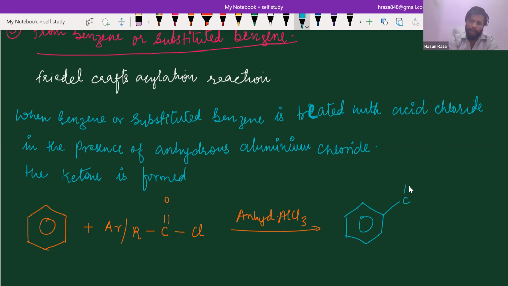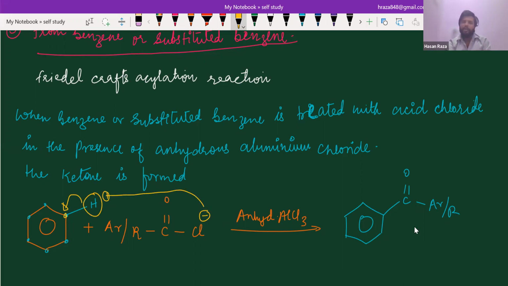Hydrogen will be removed and this will be connected directly, either Ar or R. See what happened. Every carbon in benzene will have one hydrogen, so this hydrogen will be broken. That means basically you can take it like this. This carbon has taken electron from hydrogen, and now it will have positive charge, and this will have negative charge. So they combine with each other and form a byproduct HCl.